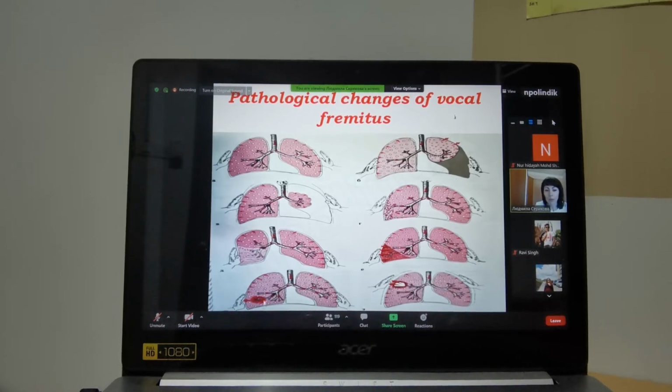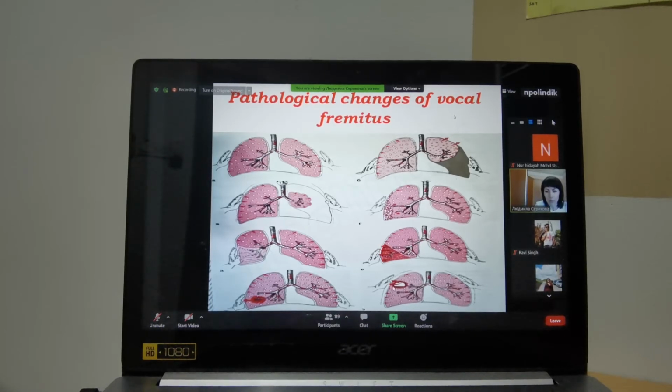Here it is written about focal consolidation. Here lobar consolidation, here focal consolidation, but consolidation, so solid tissue. I have already said that it will increase conduction of sound.